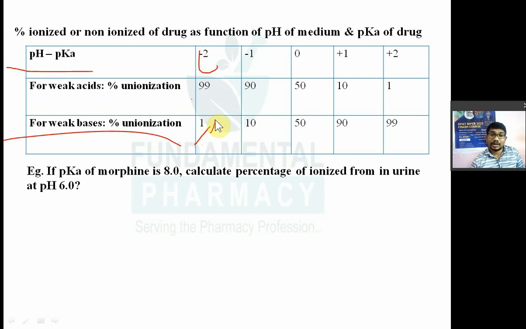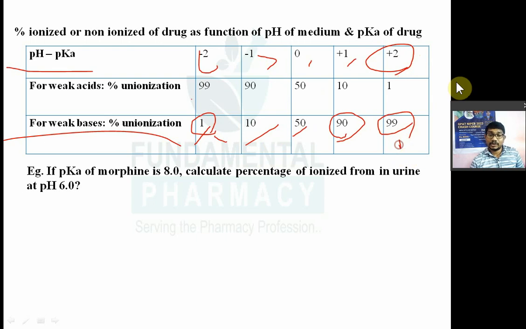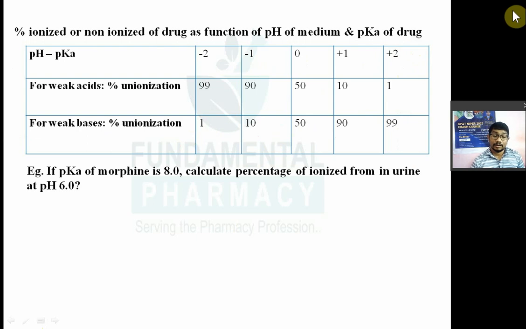If pH minus pK for weakly basic drug comes +1, it means 90% of weakly basic drug is unionized and remaining 10% is ionized. Now, if pH minus pK for weakly basic drug comes +2, that means 99% of drug is unionized and remaining 1% is ionized. You just have to subtract pH minus pK value. Okay? Now you will get these values. 0 अगर आ गया pH minus pK तो उसका मतलब होता है 50-50% for weak acid and weak base both. That means 50% ionized, 50% unionized.